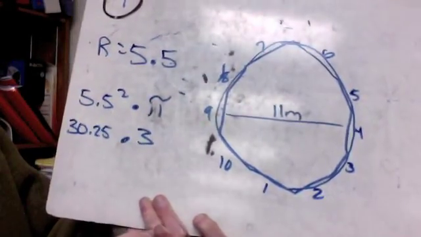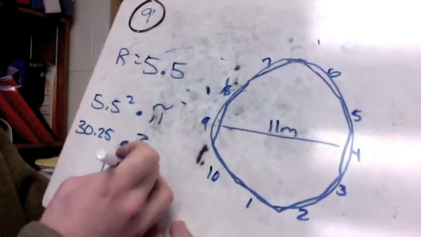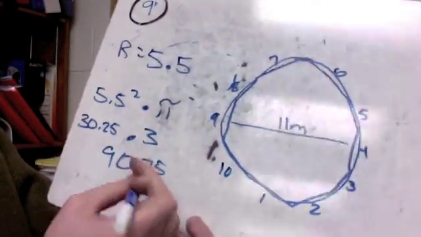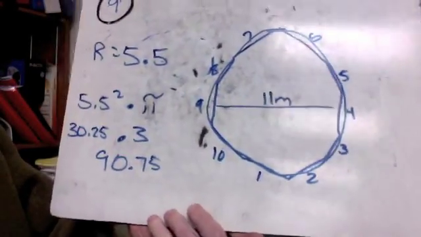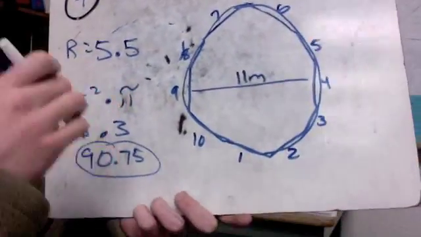Now we just need to multiply those together, and I know in my head that would be 90.75, 90 and 75 hundredths. So that would be our answer to the question if this was a circle.